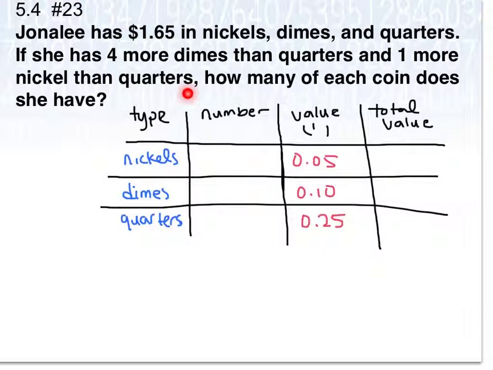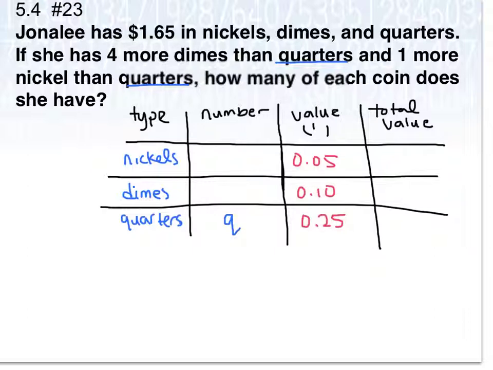So if you notice in the first sentence, she says, let's see, 4 more dimes than quarters. And the second part of the sentence said 1 more nickel than quarters. So I notice that they're comparing the number of nickels and the number of dimes to how many quarters we have. So because we don't know how many quarters we have, that one would be a good candidate for our single variable. So I'm going to call the number of quarters Q, because it really helps me keep my variables in line. And then I'm going to use some translating from English to math.